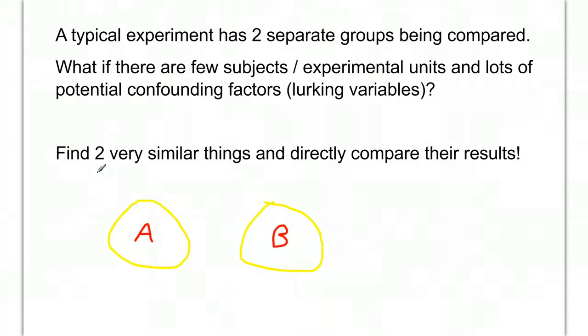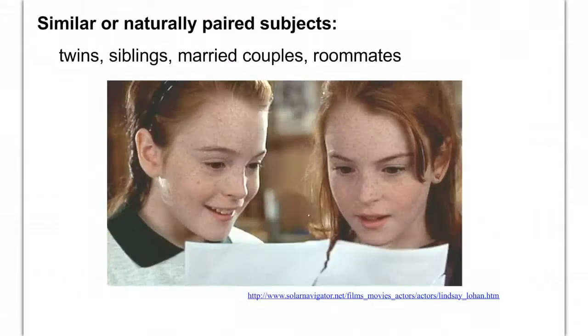However, one way to get around this is you find two very similar things and directly compare their results. Two very similar individuals, two very similar experimental units or subjects, and you would directly compare their results and do that all the way through. So, simplest example is twins, particularly identical twins, because genetically they are identical. So in some ways they are the same, yet they are different. They act different, they have different friends sometimes, they have different behaviors. So you can compare things more on the behavioral side and not worry about the genetic effects when you're comparing identical twins.